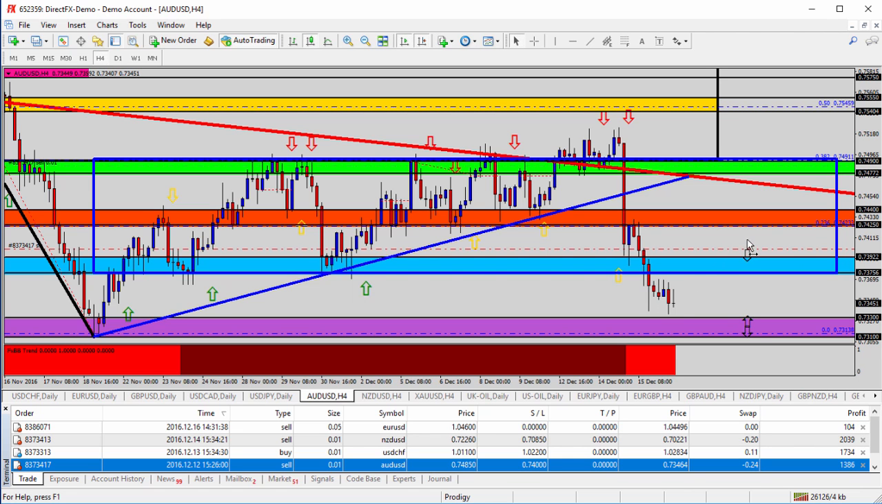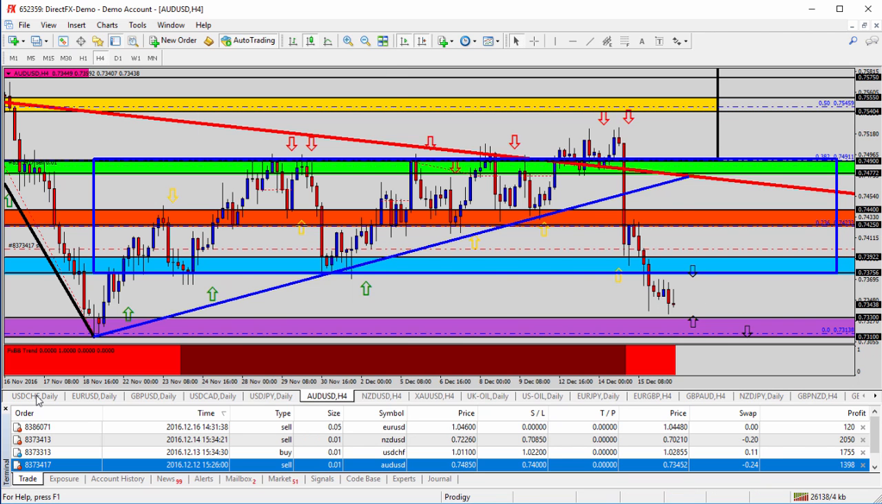Just know that if you're going to go short, it makes more sense to go short up here than it does right now, because your current support is very close. So you don't want to go short into support. You'd rather go short at a resistance level. But that's what we'll wait for here on the Australian dollar.